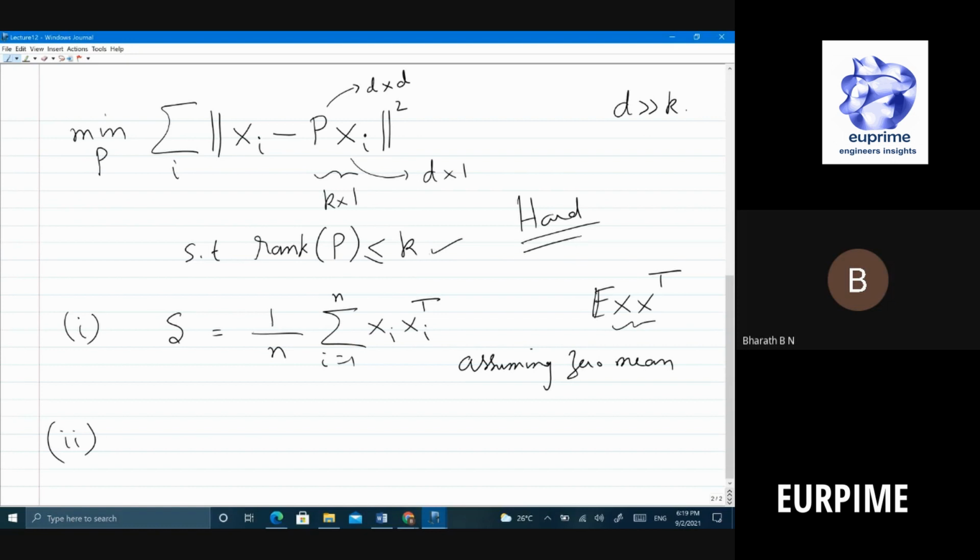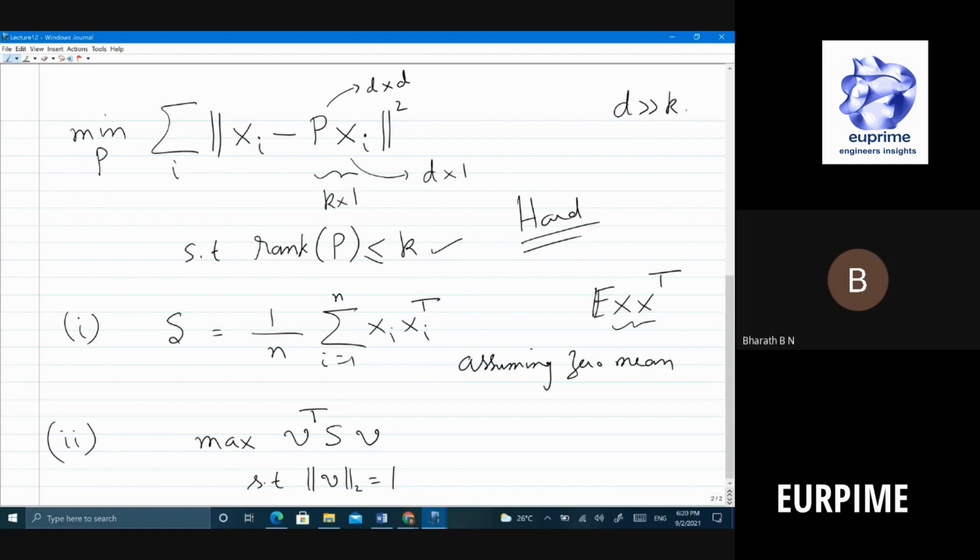So typically I should look at in which direction this S has the highest component. Okay, so how do I do that? I take S and project it onto both the directions. So basically I will do this. Okay, so v transpose S v. I want to ensure that this direction doesn't depend on the magnitude of v. I will constrain it to be unit norm.